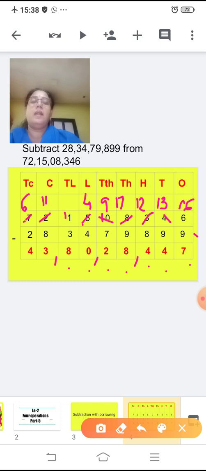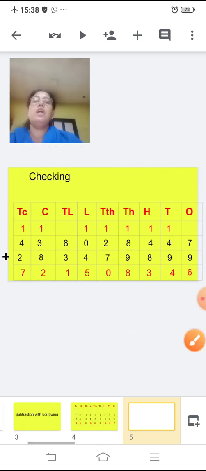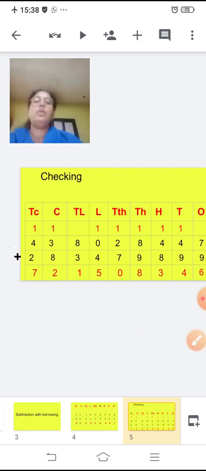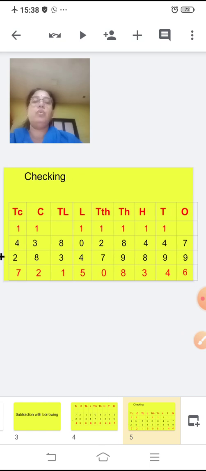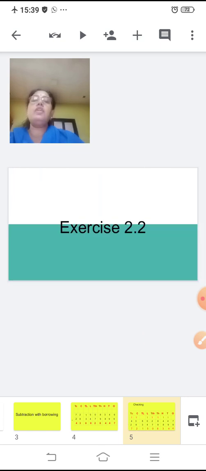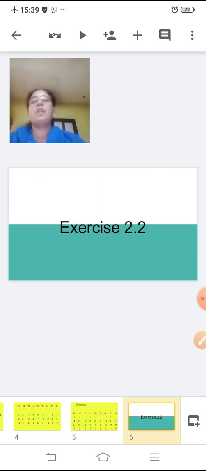Now when you check the answer, what you have to do is add the difference and the subtrahend. After checking, when you get the minuend as your answer, that means your subtraction is correct. So for checking the answer, you will add the answer, that is the difference, plus the subtrahend.